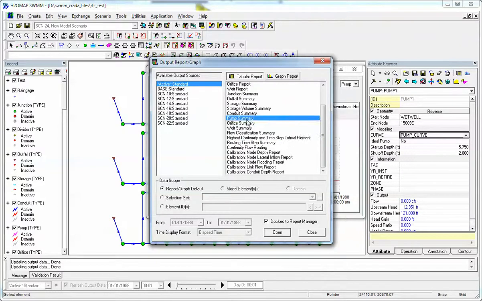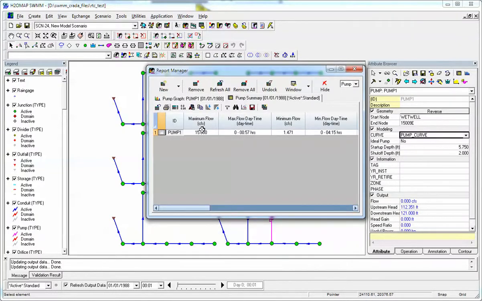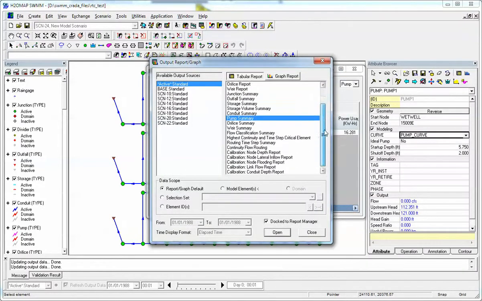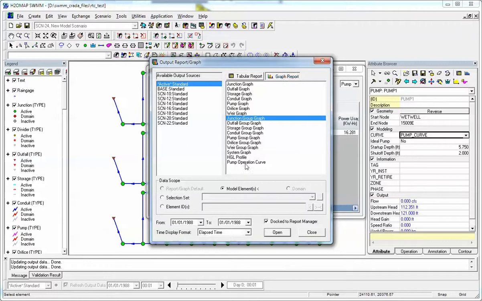Additionally, there's a pump table, so we go down to pump summary table, and it tells us the maximum flow of the pump, how many times the pump turned on, the average flow, percent utilized, how many times the pump was off the curve, etc.